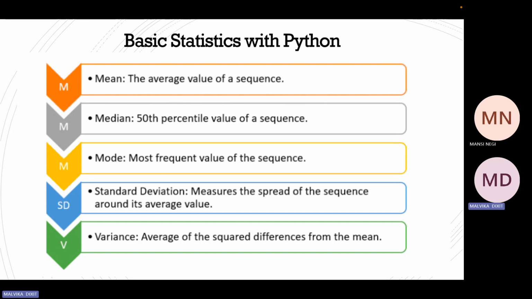Suppose 2, 2, 2, so that means 3. You remember the bag of words, right? So that is called the frequency. Standard deviation measures the spread of the sequence around its average value. एक average value के around में और कौन-कौन सी possible values हैं, that is being done by standard deviation. Variance is the average of the squared differences from the mean. I will tell you when we will be solving the program.